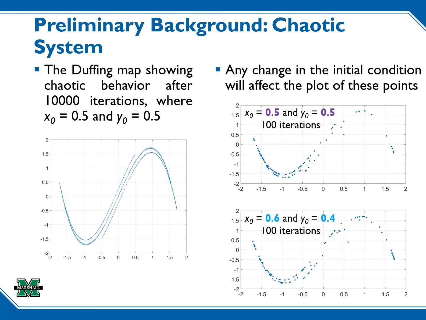The figure on the top right shows the Duffing map after 100 iterations with x0 and y0 both equal to 0.5. The figure on the bottom right shows Duffing map after 100 iterations with x0 equaling 0.6 and y0 equaling 0.4. If you look at the areas highlighted with the red boxes, the specific points are completely different after just slight variation in the starting values.